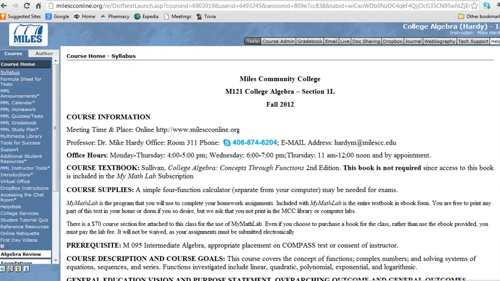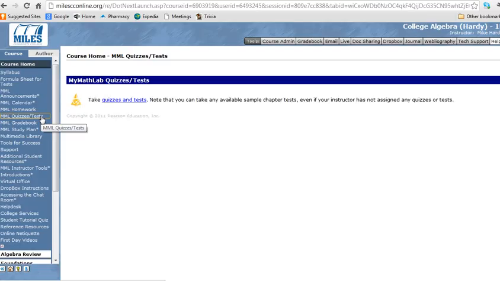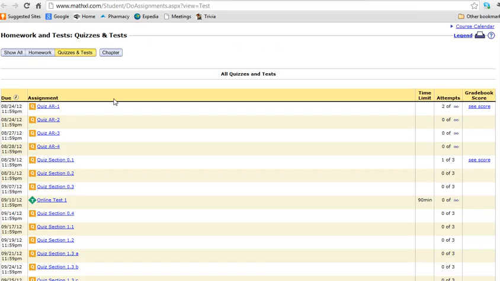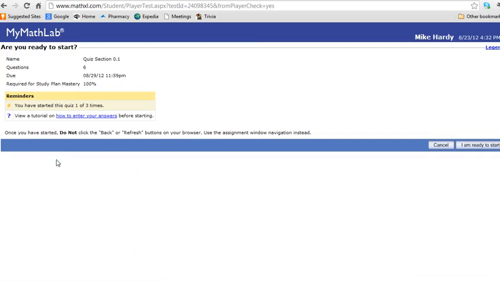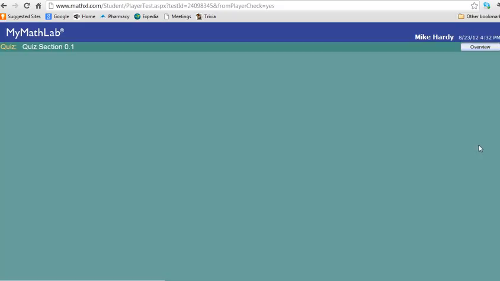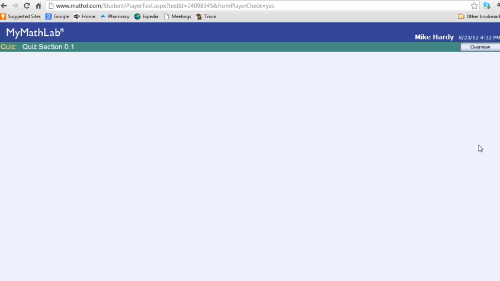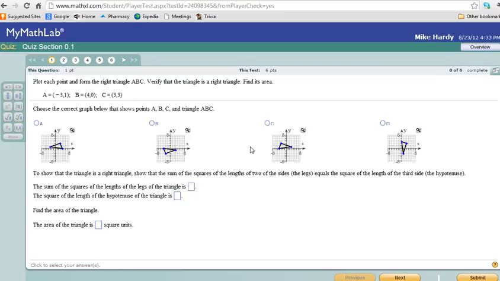So we follow the link to quizzes and tests, take quizzes and tests, and I will start this time for this demonstration. We'll use the quiz for section 0.1. So I'll go there, and I am ready to start. I will probably go through nowhere near all the items here, but just a couple to see how it works. So it waits, and then we get a question.